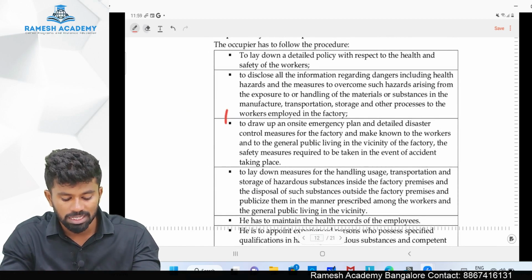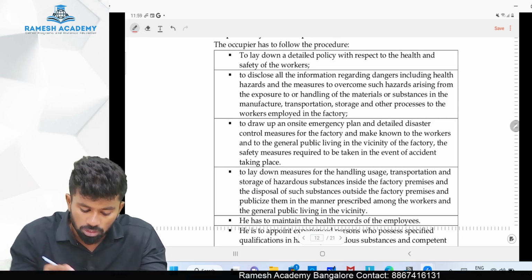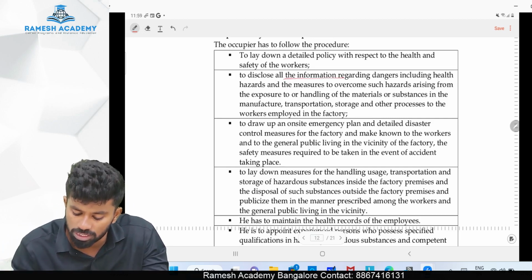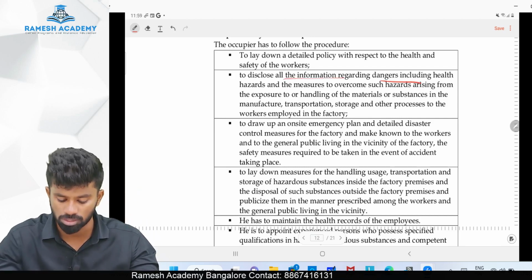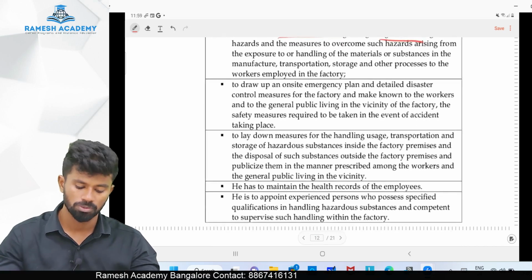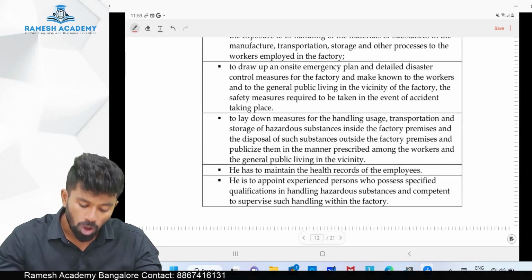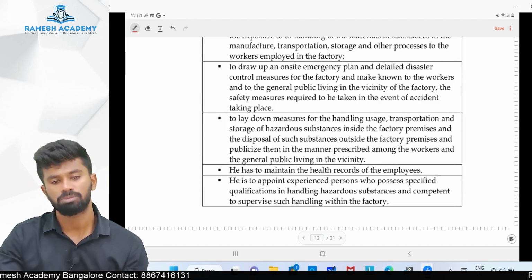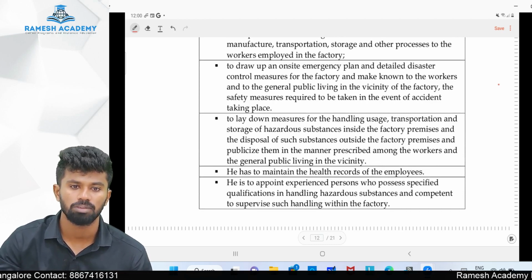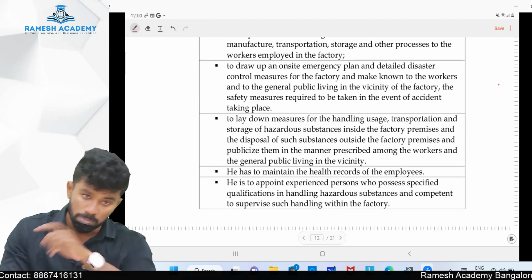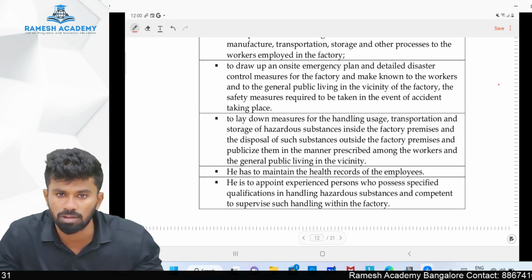To lay down the detailed policy with respect to health and safety of the workers, to disclose all information regarding dangers, including health hazard, measures to overcome such hazards arising from the exposure to or handling of materials used in the manufacturing process, to draw up an on-site emergency plan. If something happens, what is the emergency plan he has to save the workers as well as the people within the vicinity. So they have to make a plan for emergency evacuations.